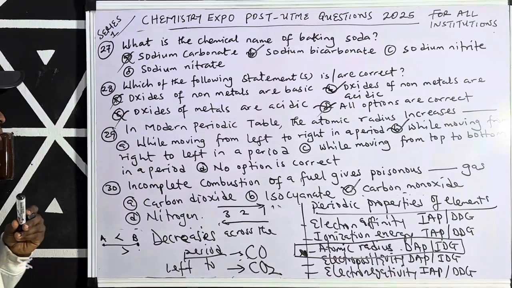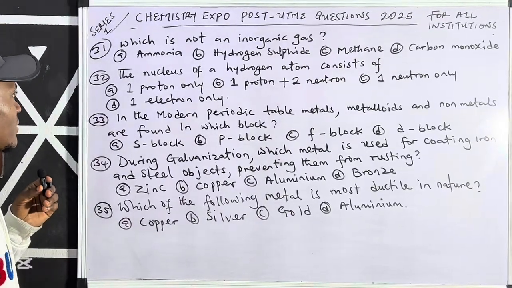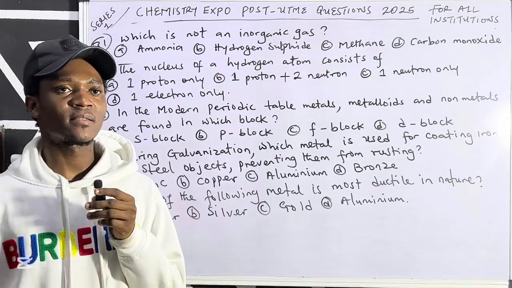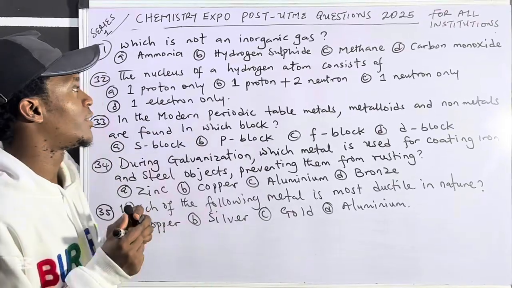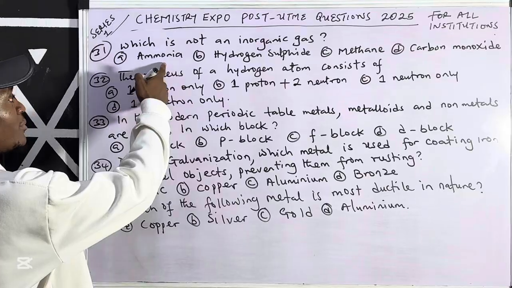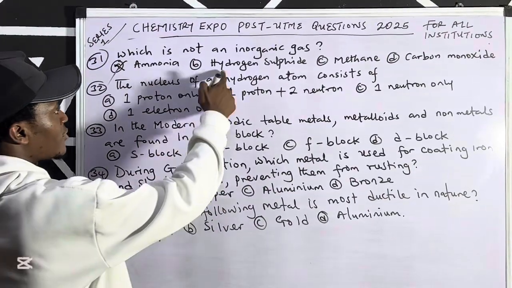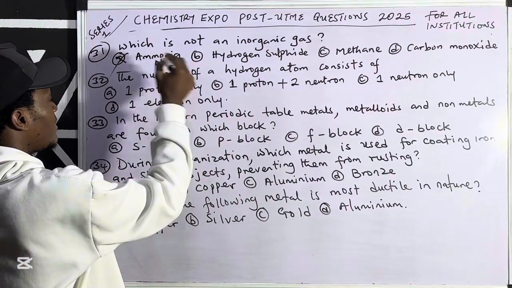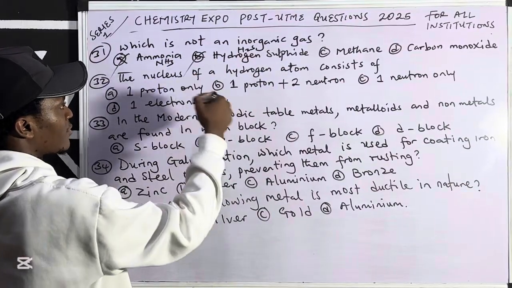Let's see the next question. Question 31. Which is not an inorganic gas? This question is actually asking for the one that would be an organic gas. If you check the options, option A, ammonia, happens to be an inorganic gas, so this one is out already. Then hydrogen sulfide is still inorganic. Ammonia is NH3, hydrogen sulfide is H2S. These are inorganic gases, so it's wrong.